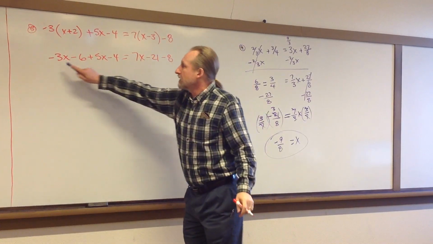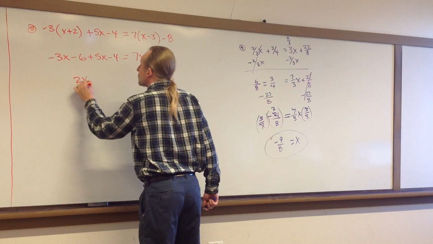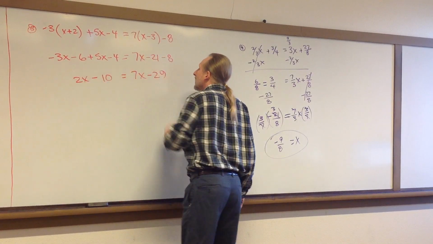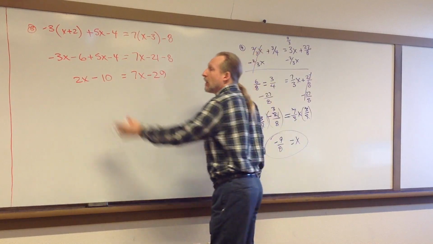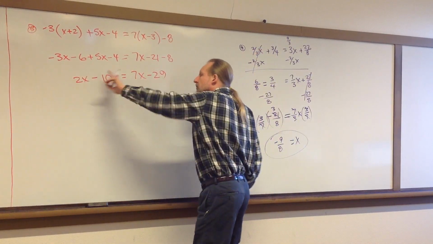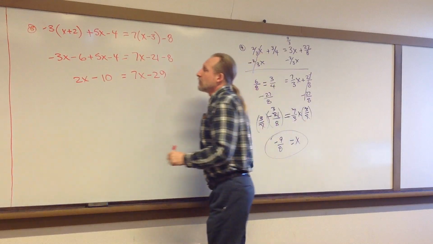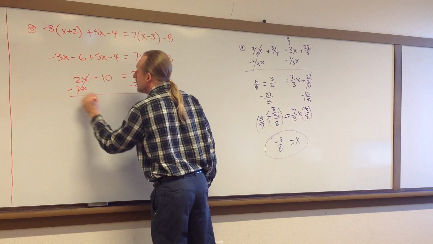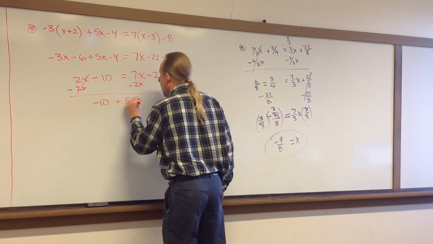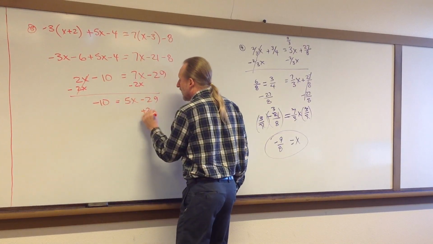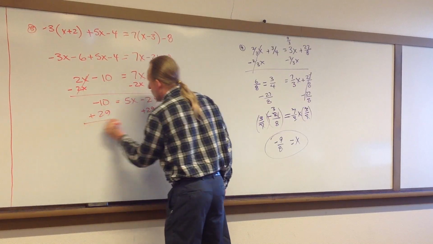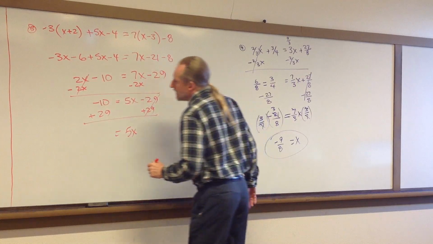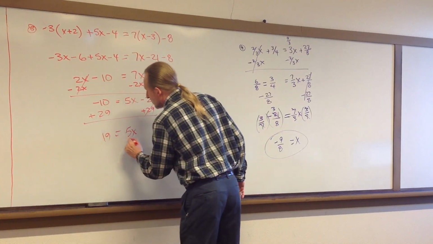So if we collect our like terms, this will be positive 2x minus 10. And over here, 7x minus 29. So I'm going to move the 2x to this side, I'm going to move the 29 to the other side, and then we'll get the x by itself. So collect all our x's over here, and then add the 29 over there. So that'll leave us with 5x is going to equal positive 19.